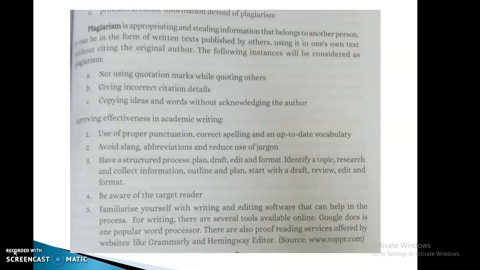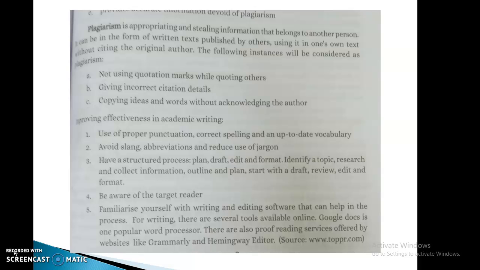Next point, that is fourth point, is be aware of the target reader. A writer, especially in an academic writing, must keep the target reader, that is the intended readers, in mind while writing.